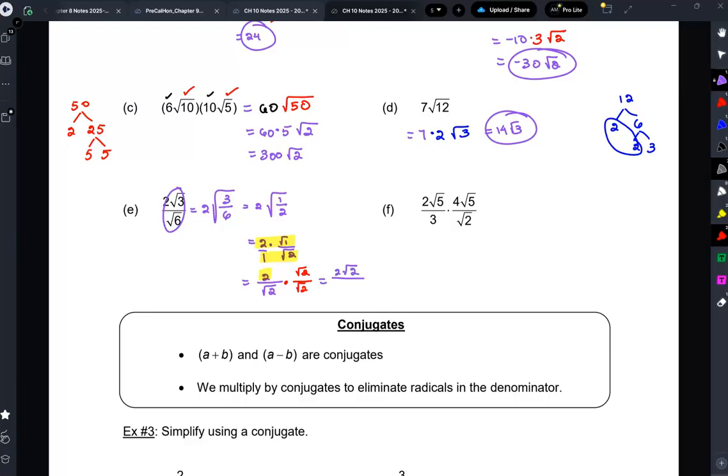2 times root 2 over 2. What do I get here? What do I get on the bottom? 2. Then what happens? Can anything reduce? This 2 and this 2 reduce. So I get root 2.